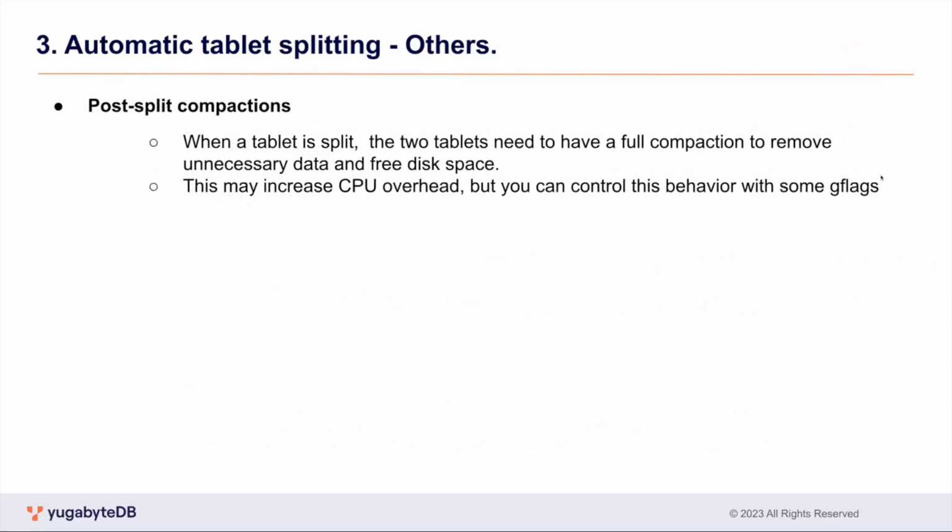One thing which is important is after a split, a compaction needs to happen, right? Because you may have unnecessary data, and you want to free the disk. So when a split happens, a compaction will happen.